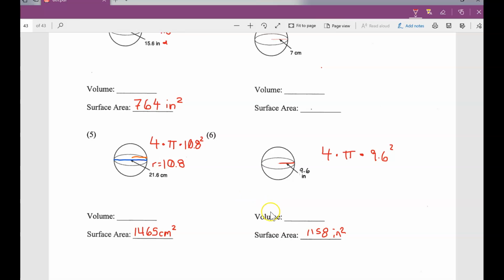All you need to do is multiply 4 times pi times the radius squared. And that'll be our last lesson for this unit.